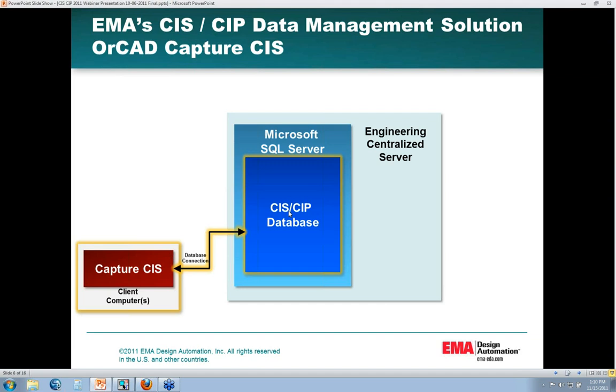CIS also gives you the capability to track new parts. And one of the biggest benefits that we've noticed from our customer base is that you can build bills of materials very rapidly and accurately right from the Capture schematic design. And then finally, CIS supports assembly variants for different stuffing options for your designs.